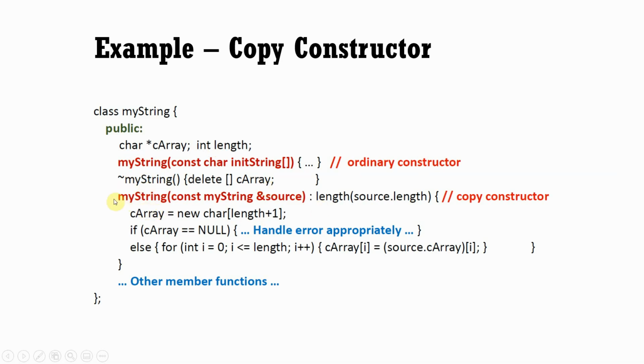Look at it. We have a function that doesn't have any return type, has the same name as our class. It takes one parameter, which is an object of the same type as our class. It's a constant parameter, and it's passed by reference. So this is a copy constructor. Okay, and we are initializing our C array and length here. So you'll see how this is done in this example.